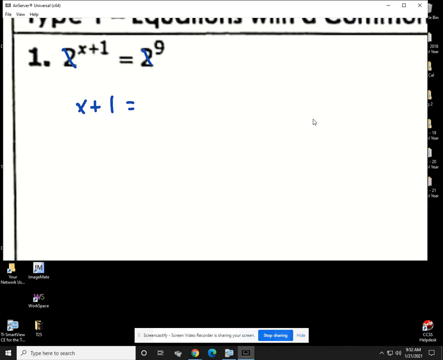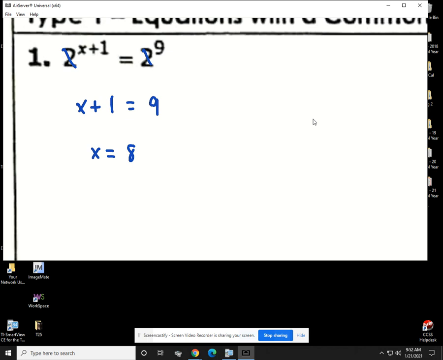X plus 1. What's the remaining exponent on the right side? So we're literally going to take x plus 1 equals 9 and solve. How do we solve that? Subtract 1. What's 9 minus 1? So my solution to this exponential equation is 8. That's it.